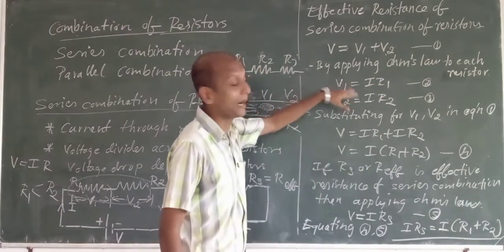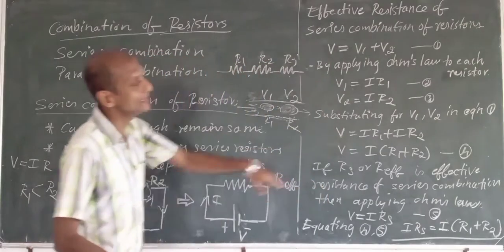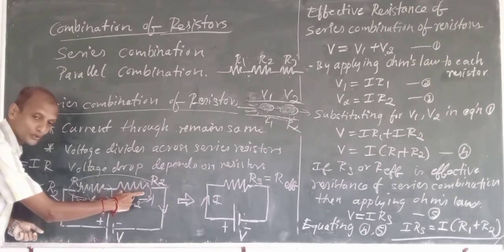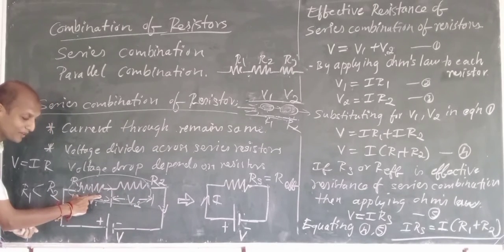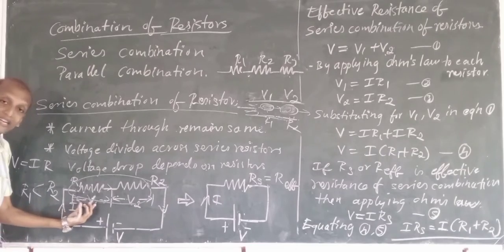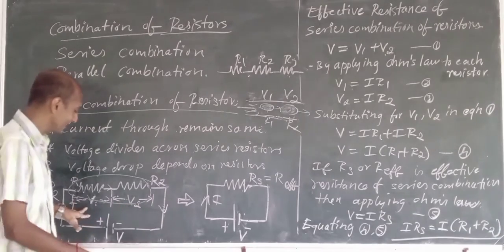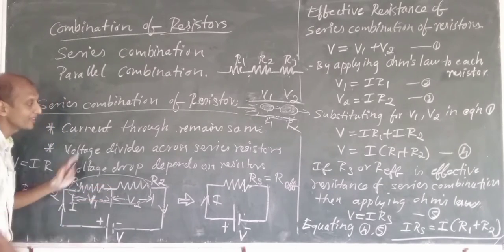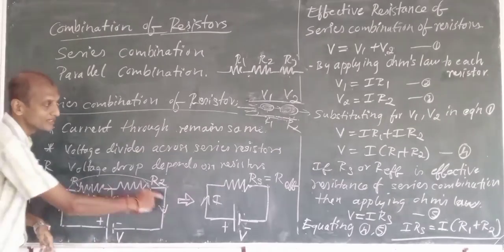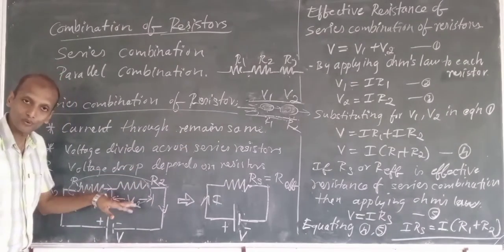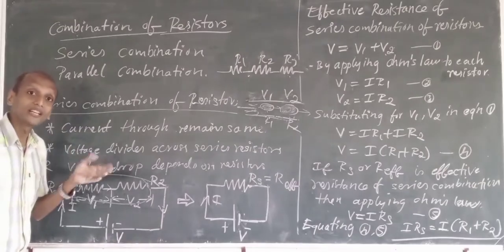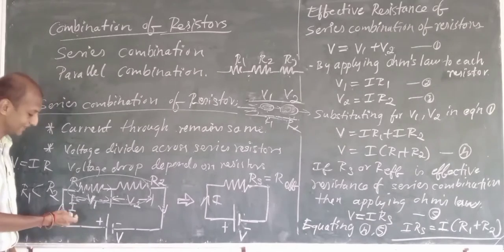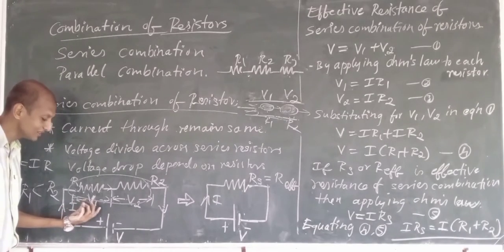We take that as equation 1. Now, by applying Ohm's law to each of the resistors, if I apply Ohm's law here and here individually, how can I write V1 and V2? What is the current which will be flowing? We have said that the current flowing through the resistances will be the same, so there is no question of different currents. Only one current will be flowing, so I take it as I.